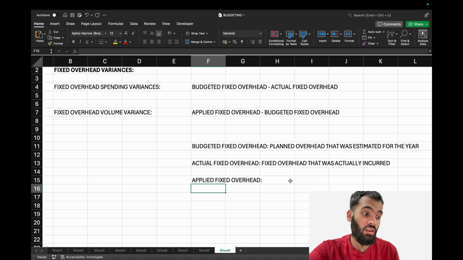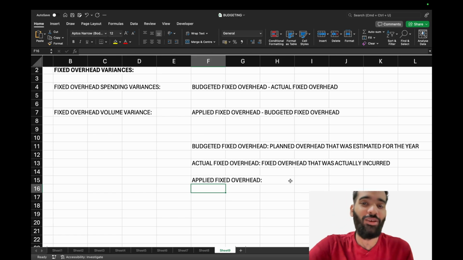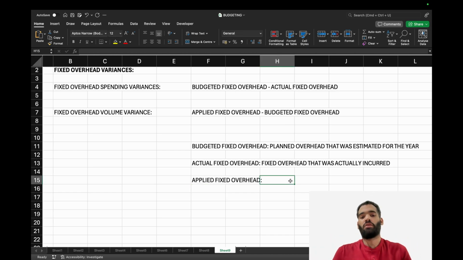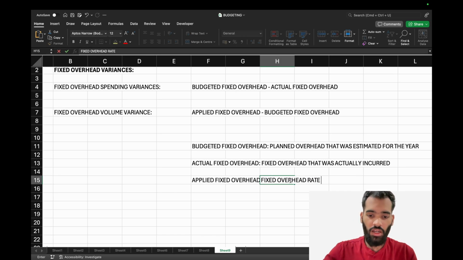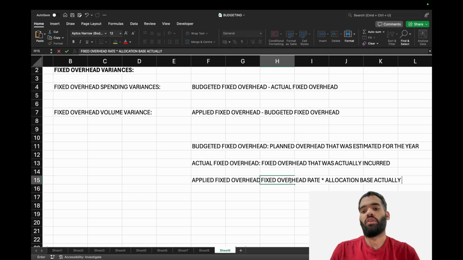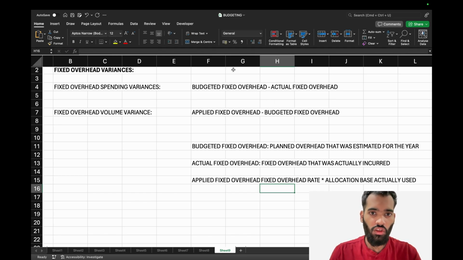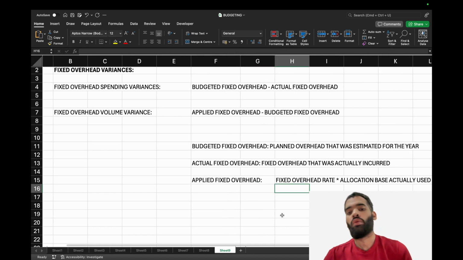If the rate is in machine hours, you multiply by the machine hours we actually used. If the rate is in labor cost, you multiply it by the labor cost we actually incurred. So it's actually quite easy. Applied fixed overhead will be the fixed overhead rate multiplied by the allocation base actually used, not budgeted, actually used. So that's the applied overhead formula.